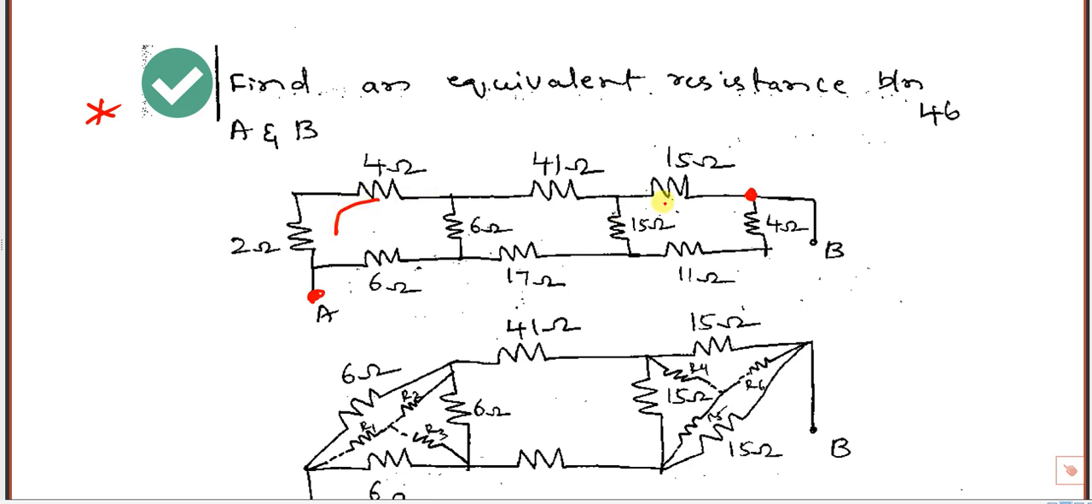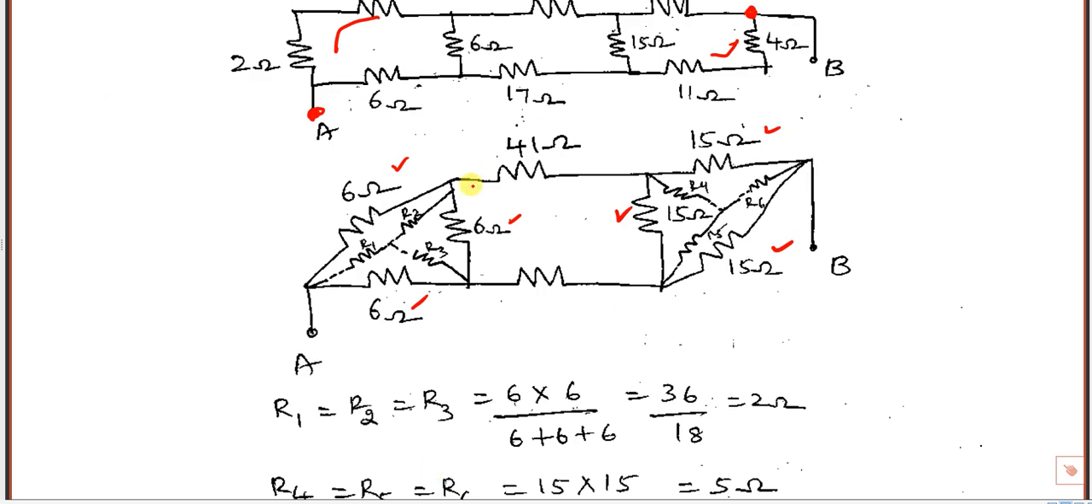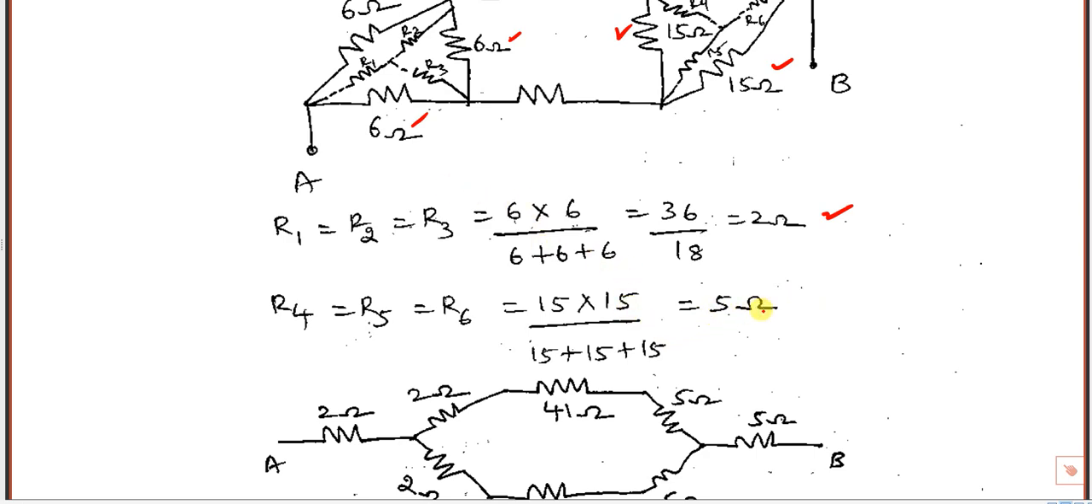Instead of writing 6, they split it. So these two are in series and these two are in series. So we'll get 15, 15, 15 on this side as one delta, and 6, 6, 6 as another delta. So you have to transform this. If you want to convert delta to star, this value is a product of adjacent divided by sum: 6 into 6 divided by 6 plus 6 plus 6 is 2. Same value for all, because all are the same values. Similarly, on the right side, 15 into 15 divided by 15 plus 15 plus 15 will give you 5 ohms.